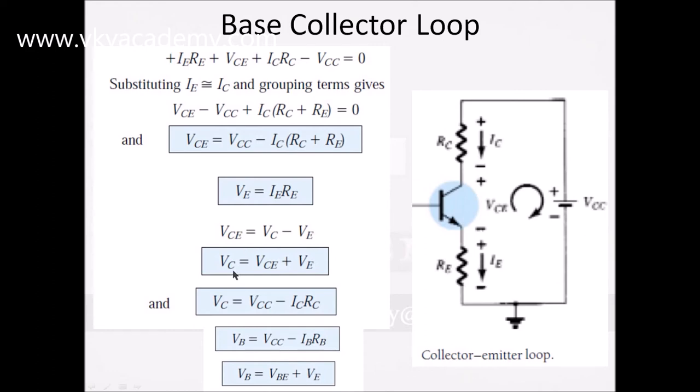So we can calculate the VC voltage, which is equal to VCE plus VE. This VC voltage is a single subscript voltage. Now VC can also be calculated from the equation VCC minus IC RC. Now we know VBE is equal to VB minus VE, so VB can be calculated as VBE plus VE. In this way we have calculated two single subscript voltages, VC and VB, and IC as usual is beta times IB.